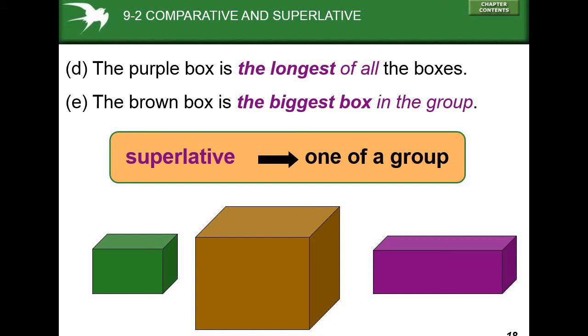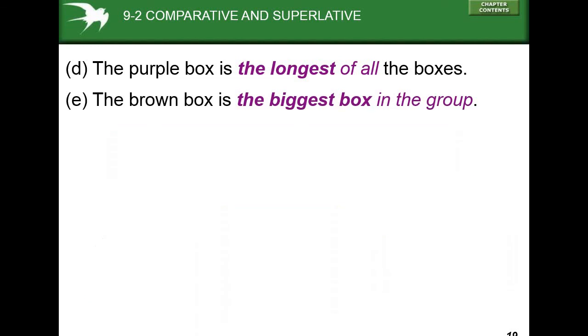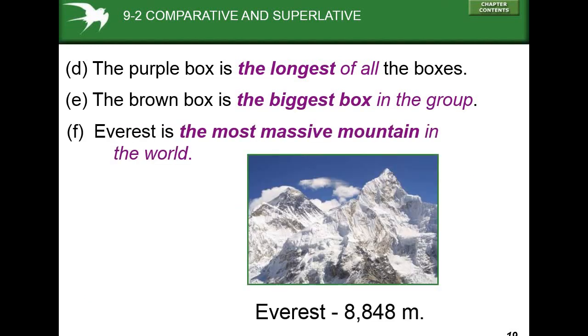So superlative degree means one of a group and the top. Top means the highest quality or the lowest quality. Already we have discussed this in yesterday's class also. Now on your screen, again we have Mount Everest.